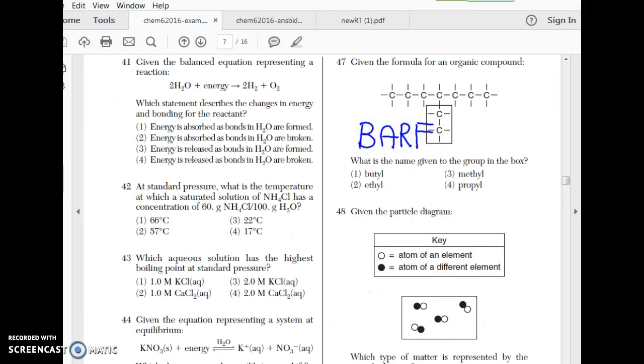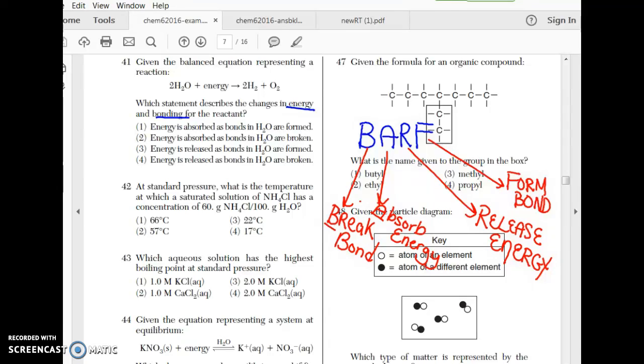Number 41, which statement describes the changes in energy and bonding? Well, my friends, this is where we use BARF. Recall that to break a bond is to absorb energy, and releasing energy corresponds to forming a bond. Notice here, you've taken a compound and broken it. Break, so that must mean absorb energy. Energy is absorbed as the bonds are broken, choice number 4.